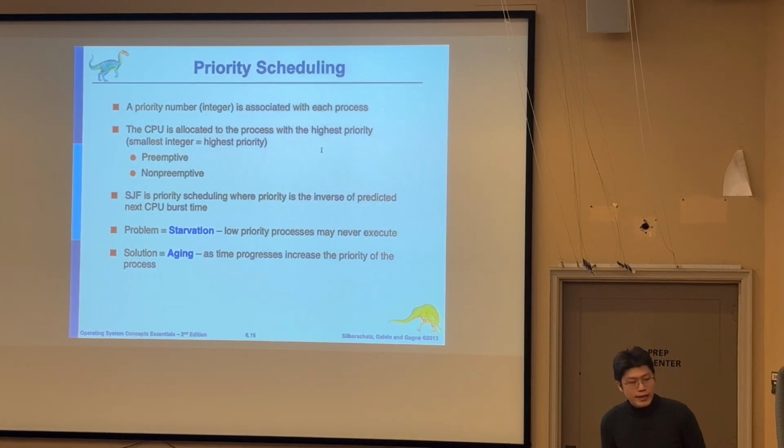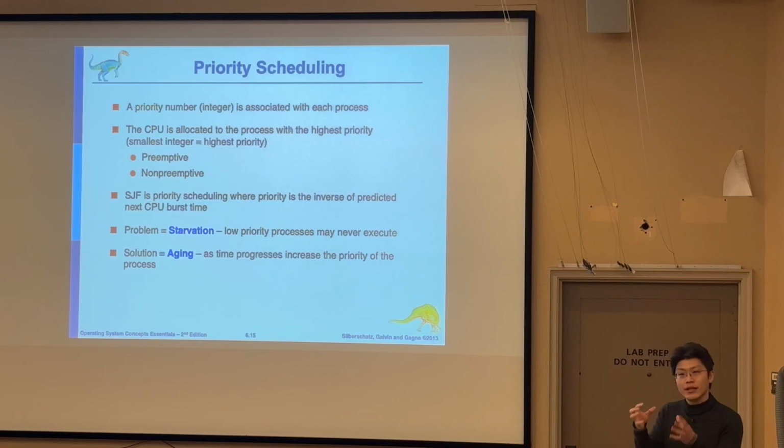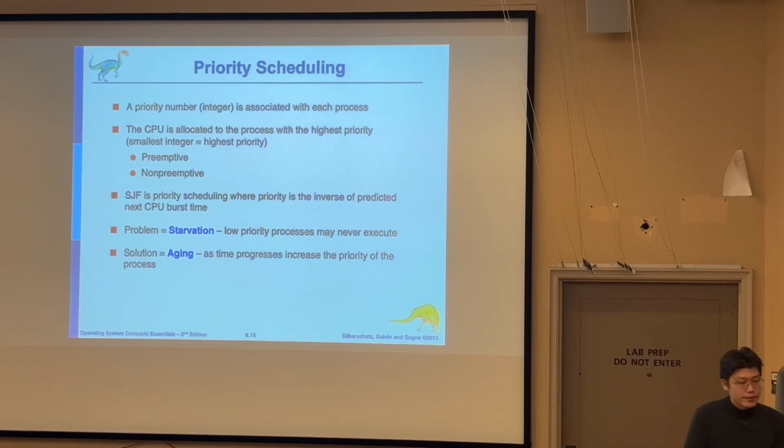So, priority scheduling. You have a priority that you assign to each process, and the CPU is allocated to the process with the highest priority. This is slightly different from shortest job first or shortest remaining time first, where we don't have a priority for each process. We just take a look at who has the shortest remaining time and schedule it first. It's like their priority is decided dynamically, without a priority number.